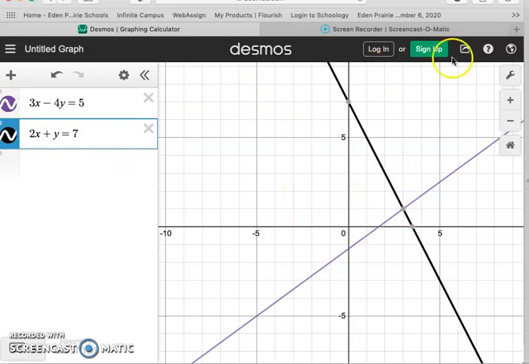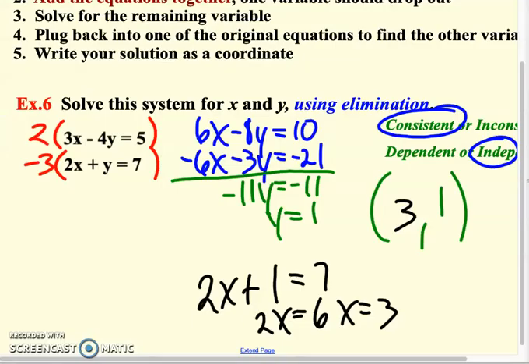So Desmos to me is a backup. Don't try to rely on it solely for the problem because, ultimately, you're going to have to be able to do this work. But that's basically now comparing the three methods. We've got graphing, we've got substitution, we've got elimination. The goal being to figure out what's a solution to a system of equations. And that'll do it for your 2.5 video notes.